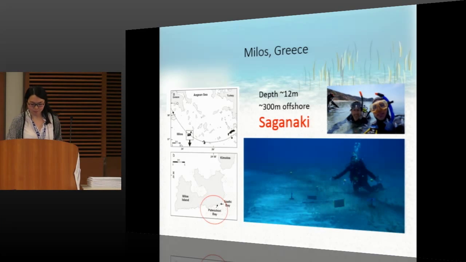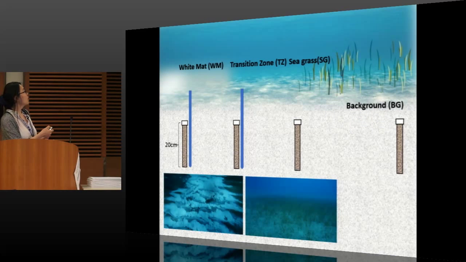And this is my sampling site. The white mat covers the vent, and the sampling points are 2 meters away from the central vent. There is some seagrass covering the sediment, and between the seagrass area and the white mat area, there's a transition zone. We collected 4 sediment cores, around 20 centimeters long, in 4 different places, plus a background area around 80 meters away from this vent. We also collected some surface sediment, pore fluid, venting fluid, and biofilm.